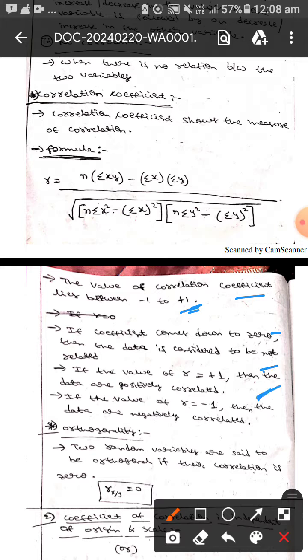Orthogonality. Two random variables are said to be orthogonal if the correlation is 0, like r of x, y equals 0. This is all about correlation and the coefficient of correlation.